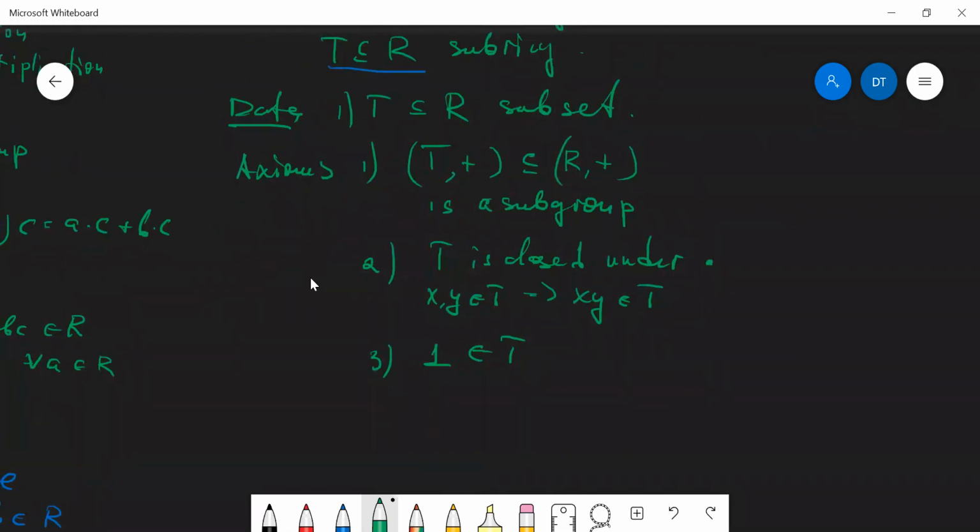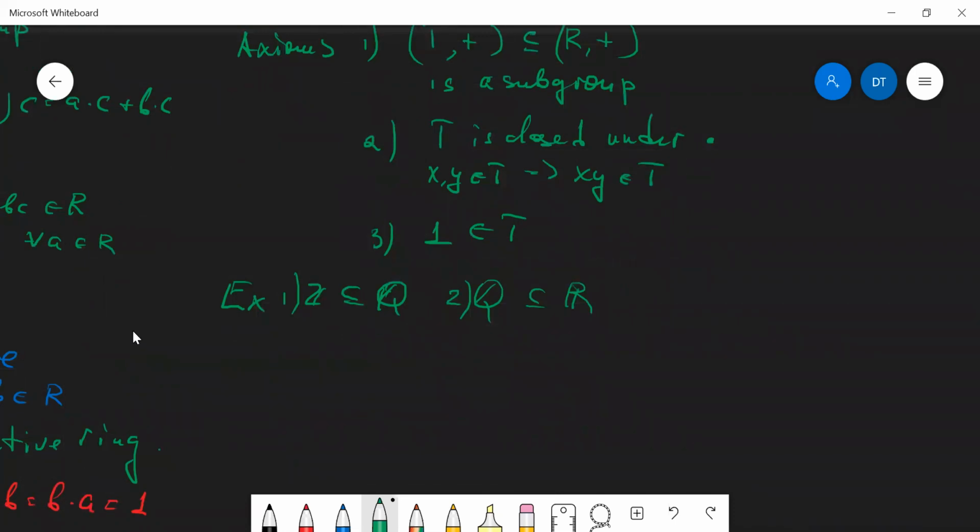Well, for example, Z is a subring of the field of rational numbers, Q, and R is also a subring. Or another case, the diagonal matrices. If you take D to be the set of diagonal matrices, it's a subring in the ring of all square matrices. These are the examples of a subring.